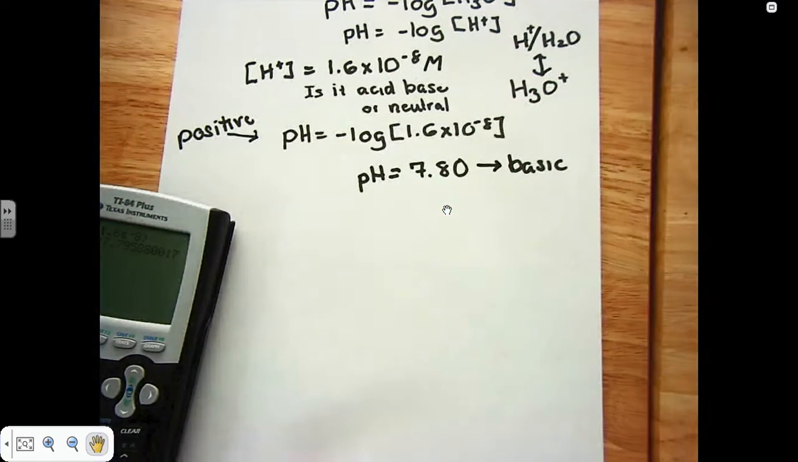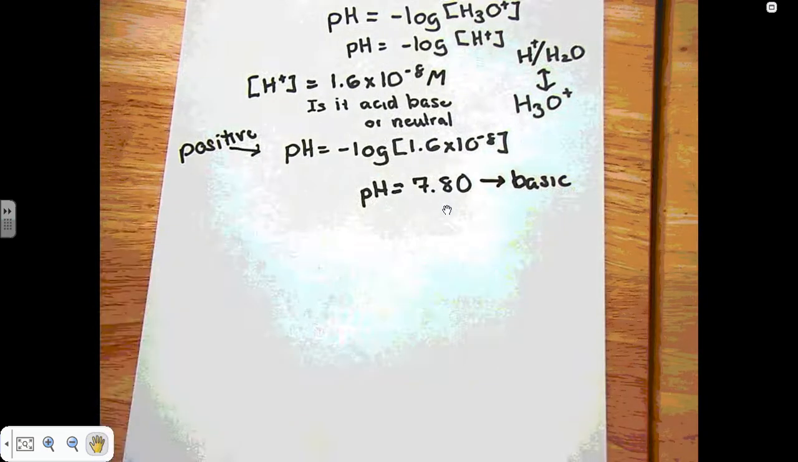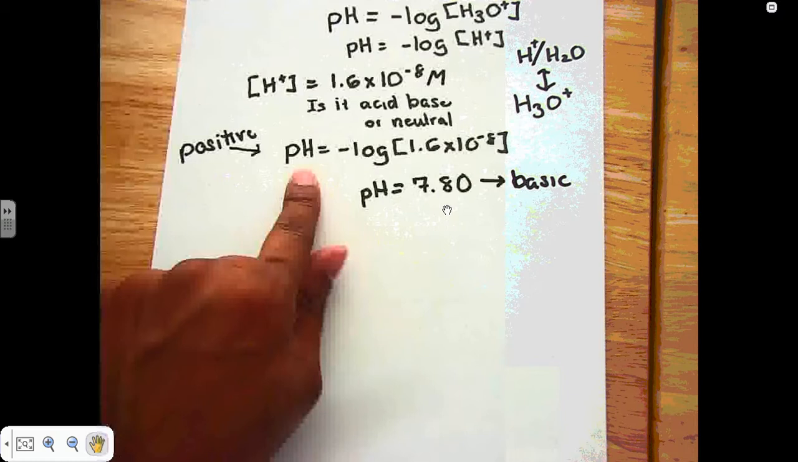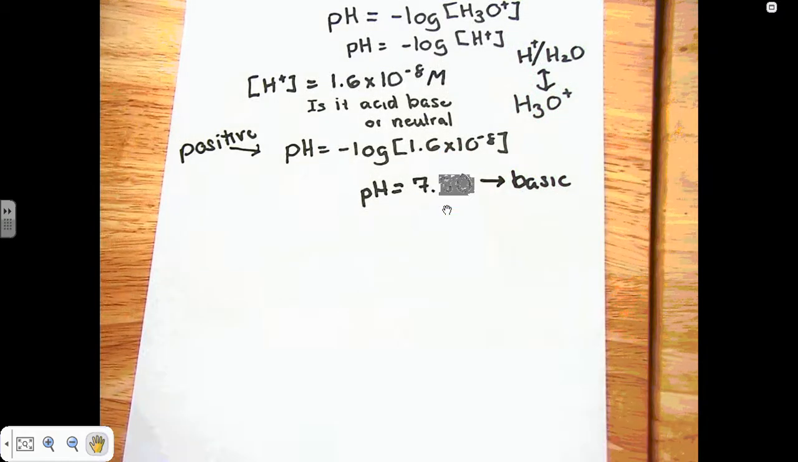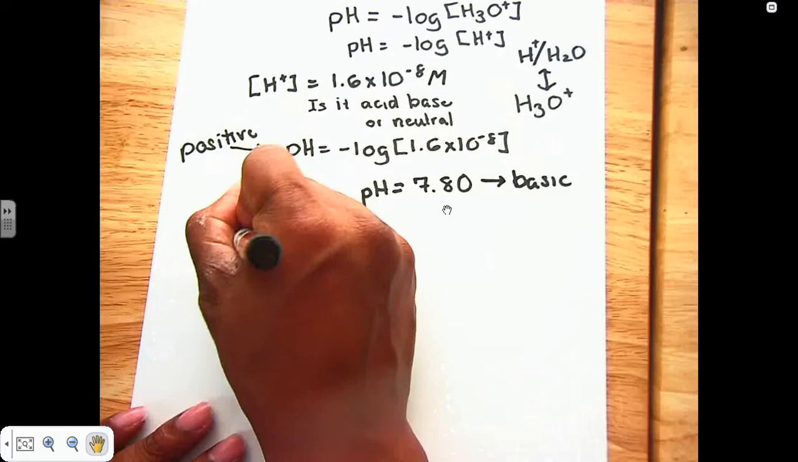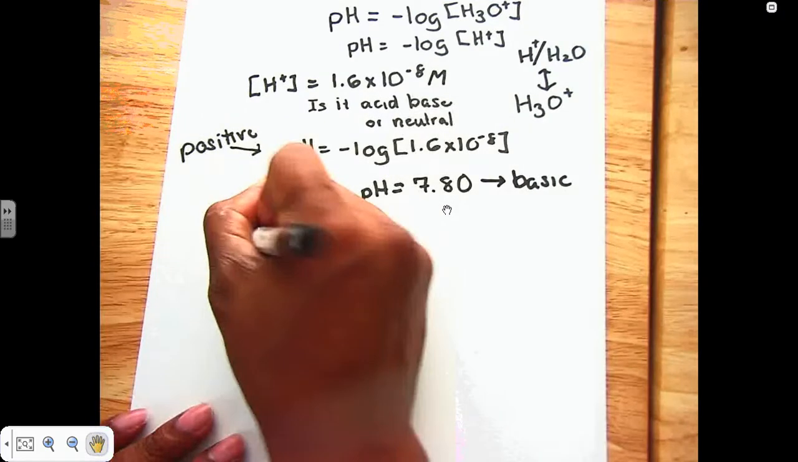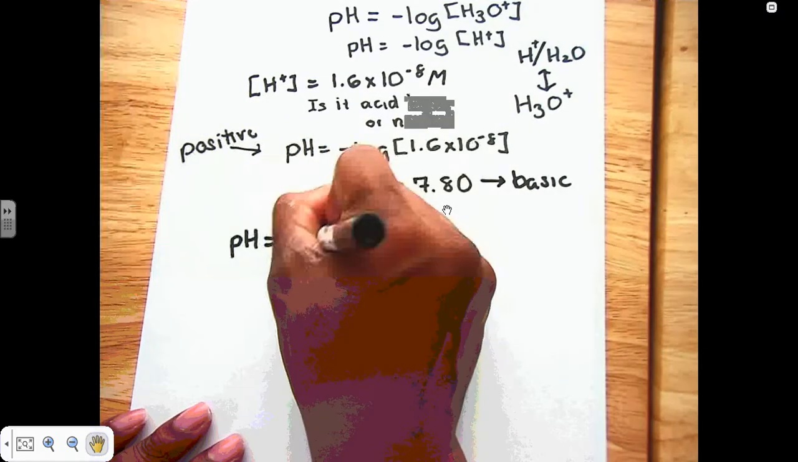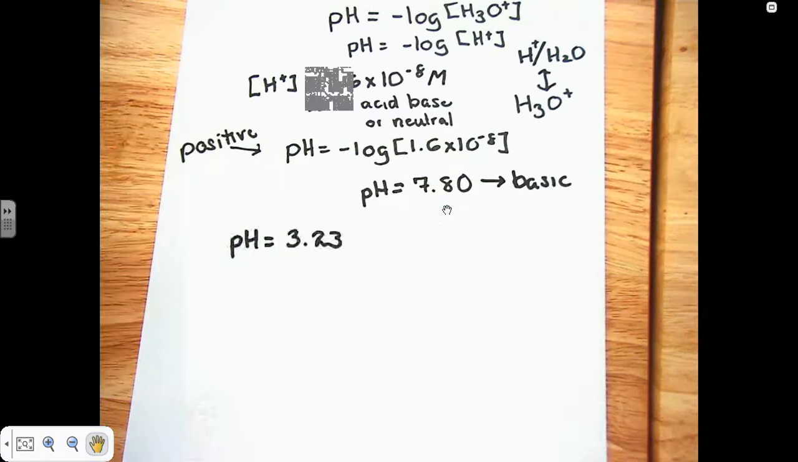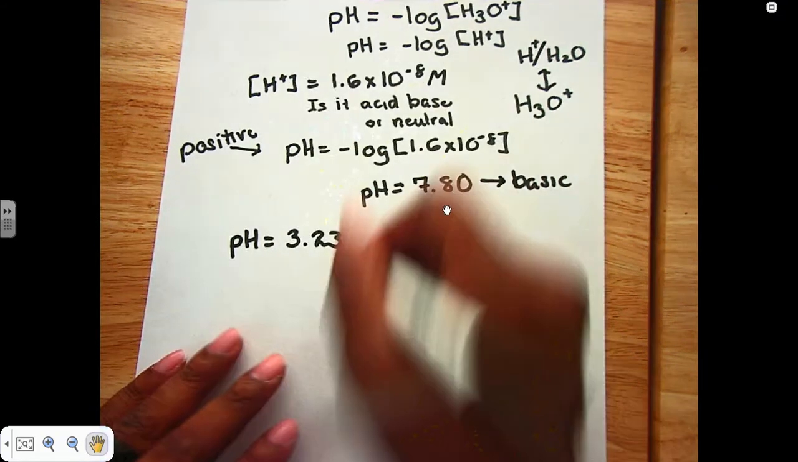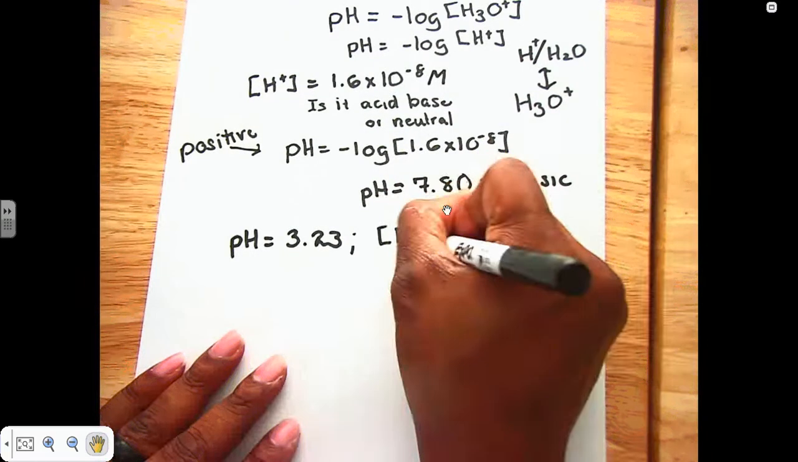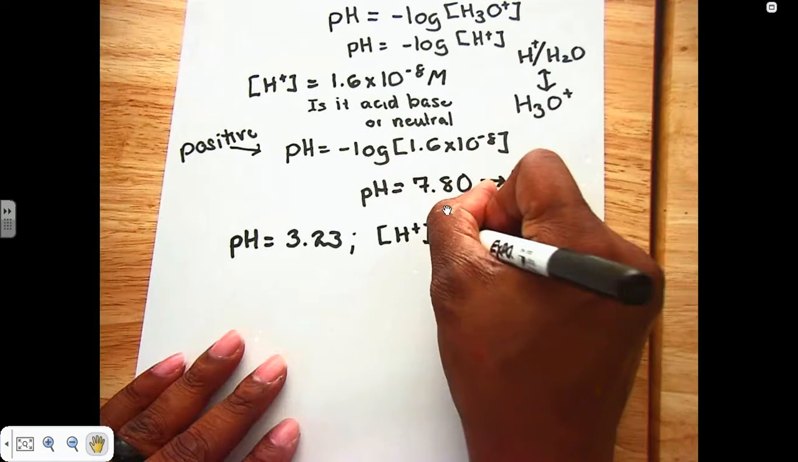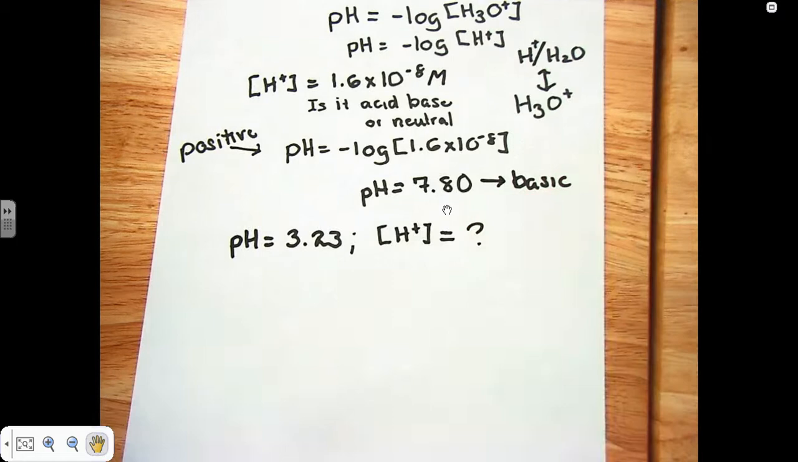The next question obviously should come is, what if I'm given the pH value and I'm asked to solve for this concentration here? So let's come up with a pH value. Let's say that our pH value is equal to 3.23. So we have a pH value of 3.23, and let's say that I really want to find out what the hydronium ion concentration is. I want to know what that is.